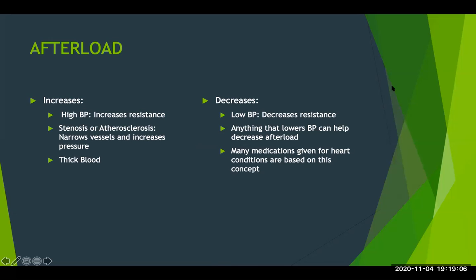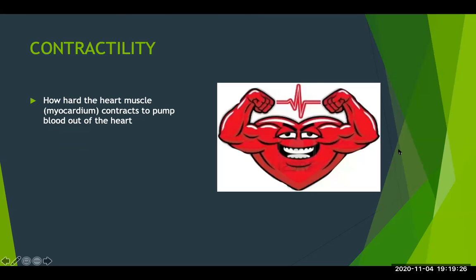What increases afterload? High blood pressure, stenosis or atherosclerosis, which is just a narrowing of the blood vessels, and thicker blood. What decreases afterload is low blood pressure. Anything that lowers your blood pressure can help decrease afterload, and many medications given for heart conditions are based on this concept.